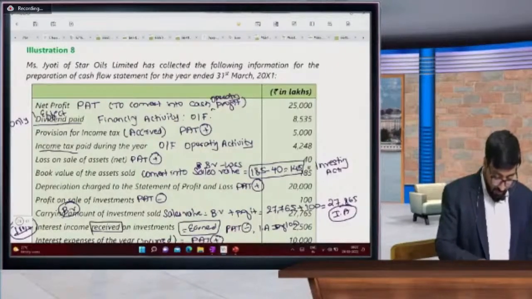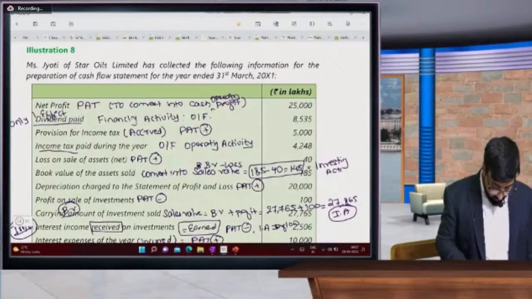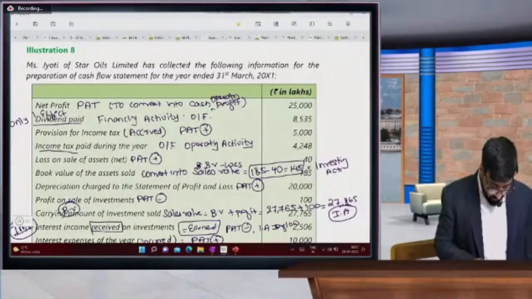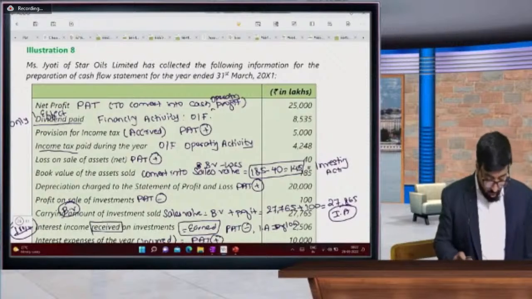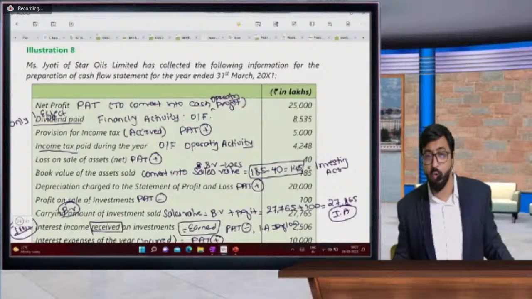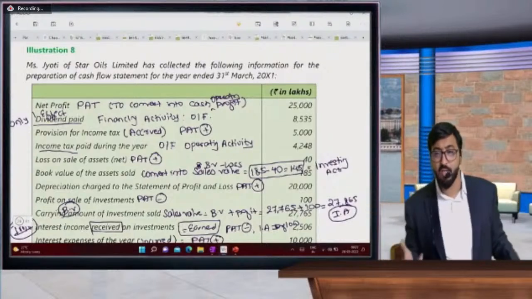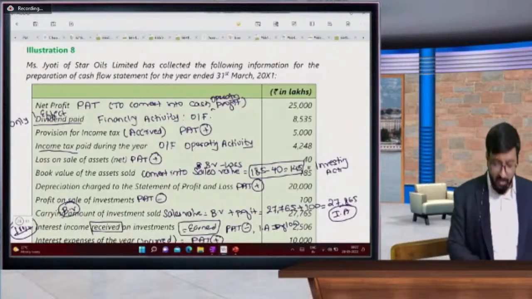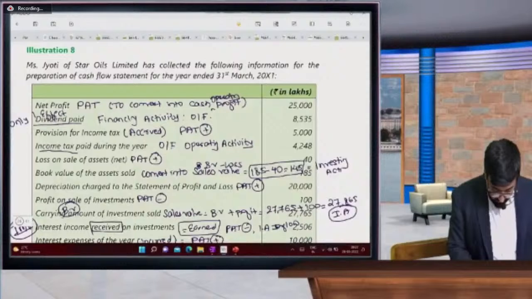Last 2 to 3 minutes are there. Pooja ji, short term financing activity. Proceeds means short term borrowing proceeds. Proceeds means money came in. So long term borrowings and short term borrowings are financing activity.